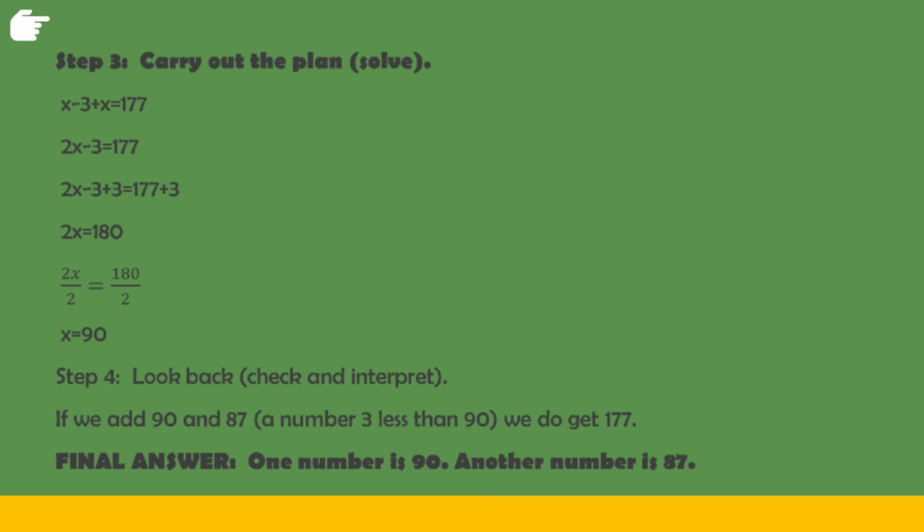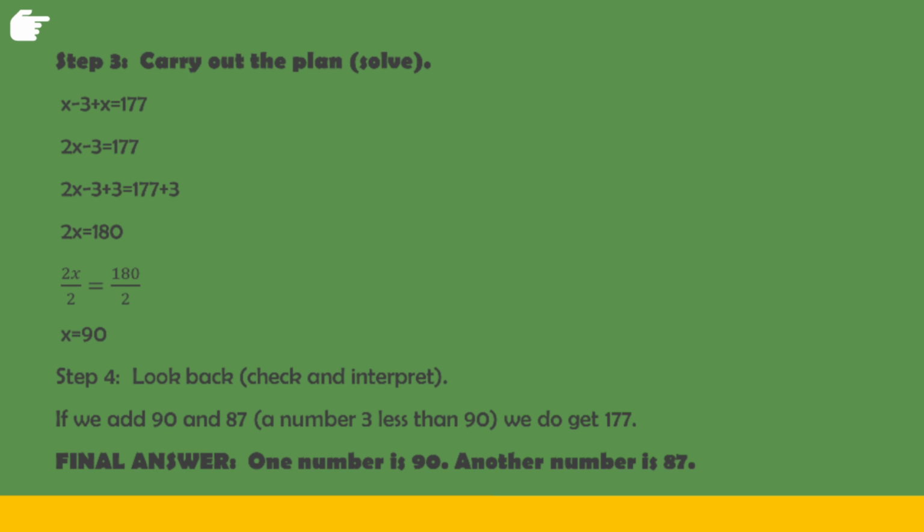Alright, so let's see the third principle. We're going to solve for it, or we're going to carry out the plan. And our equation is x minus 3 plus x is equal to 177. So just add those two x's. We have 2x minus 3 is equal to 177. And then the next step is to make sure that the terms that have the variable x are on the left side.